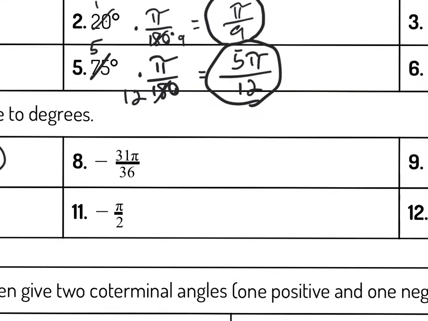Okay, moving over to number 8. We have a negative angle here. Pi on the bottom, 180 degrees on top. Right, the pi's cancel. The 36 becomes a 1, the 180 becomes a 5. So we have negative 31 times 5, which is negative 155. And all of that is over 1, so it's negative 155 degrees.